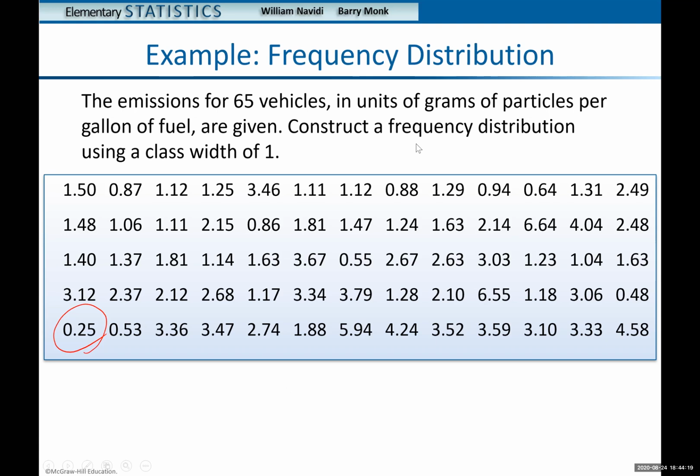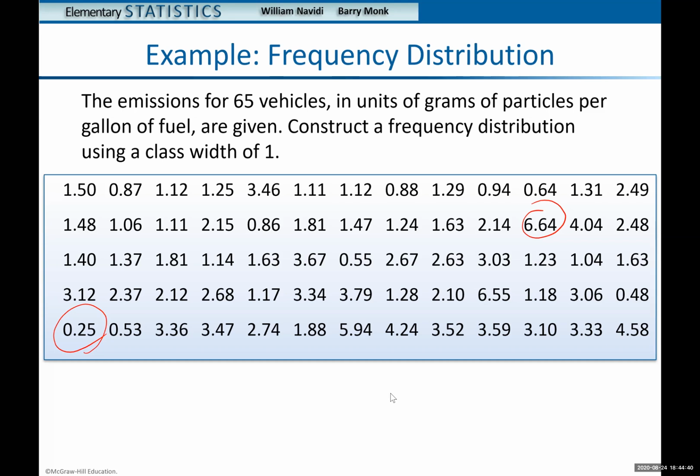Five point nine four or 6.55. Someone said 6.64. 6.64. Where's that? Oh, this one. Is this one? All right, so take note, the lowest is 0.25, highest is 6.64.